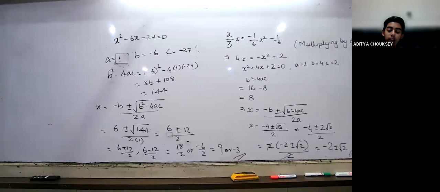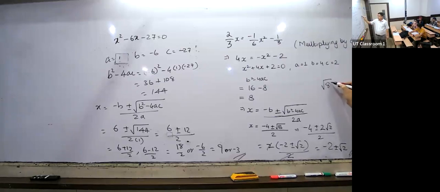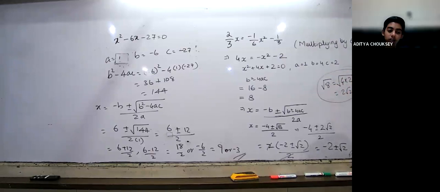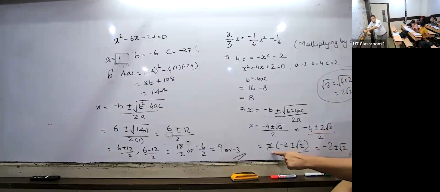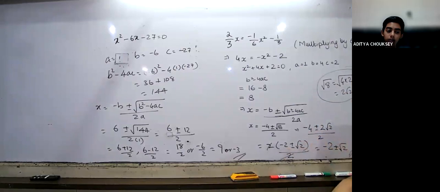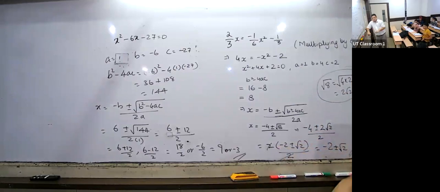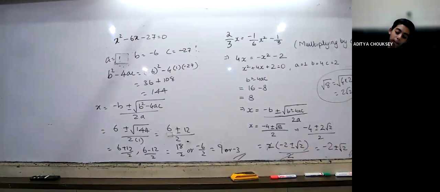Sir, can you explain the last step which you solved? Root 8 is equal to root of 4 times 2. That is 2 root 2. Are you following this? Yes, sir. Then take the common factor from these two. 2 is taken common. Minus 2 plus or minus root 2. Cancel by 2 and that is the answer. Okay, sir. Proceed.